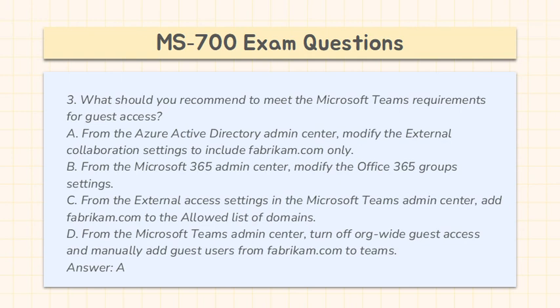3. What should you recommend to meet the Microsoft Teams requirements for guest access? A. From the Azure Active Directory Admin Center, modify the external collaboration settings to include Fabricam.com only. B. From the Microsoft 365 Admin Center, modify the Office 365 group settings. C. From the external access settings in the Microsoft Teams Admin Center, add Fabricam.com to the allowed list of domains. D. From the Microsoft Teams Admin Center, turn off org-wide guest access and manually add guest users from Fabricam.com to Teams. Answer. A.